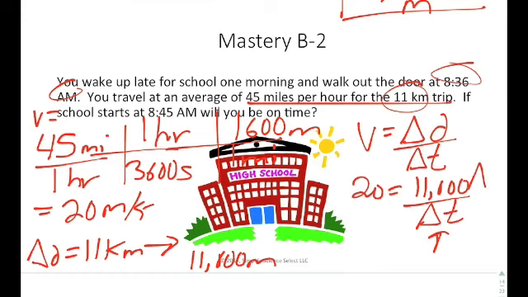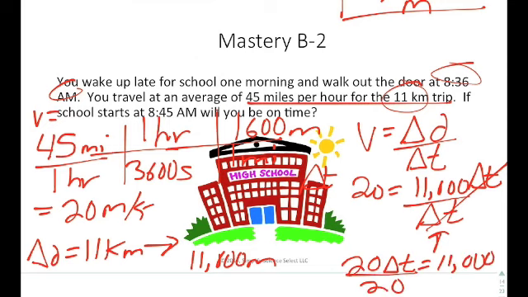So in this case, you would multiply both sides by delta T, and in doing so, you would get 20 delta T is equal to 11,000. At this point, you can now divide both sides by 20. When you divide both sides by 20, you're left with delta T, and 11,000 divided by 20 gives you a total time of 550 seconds.